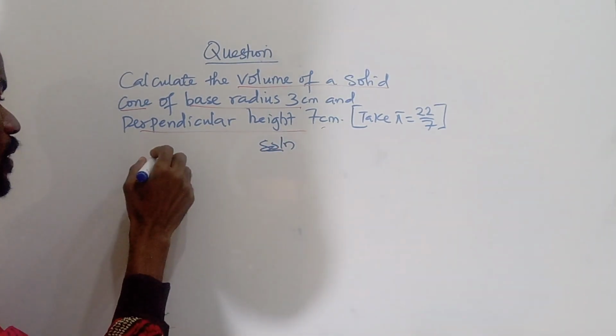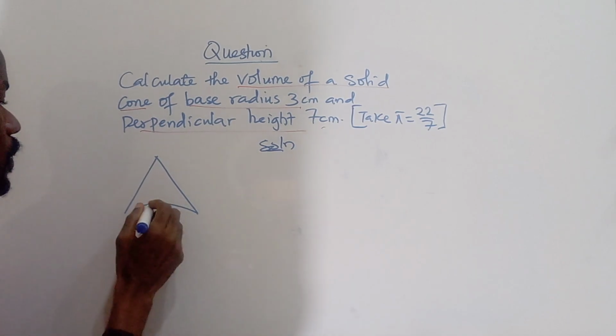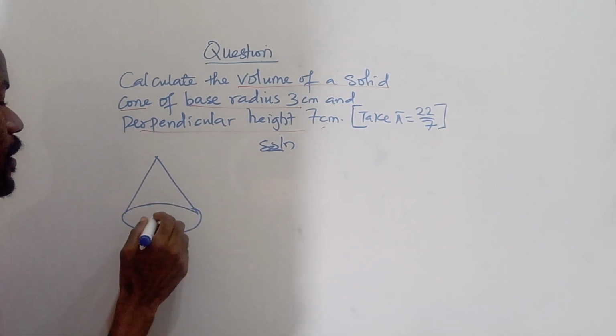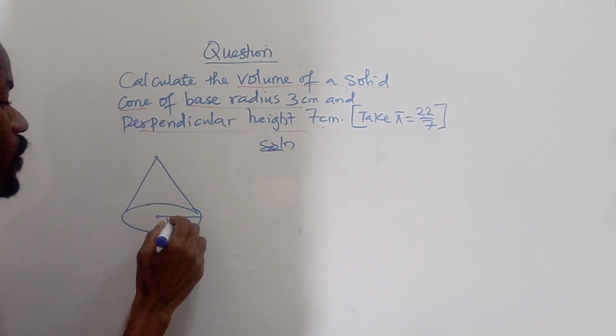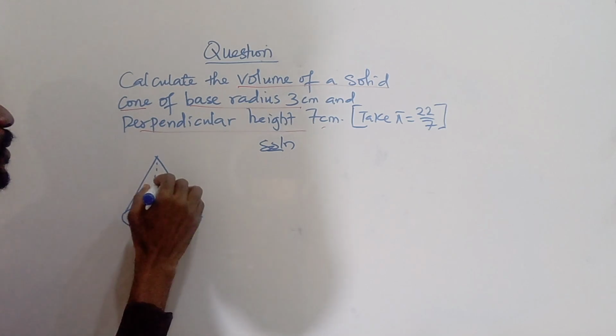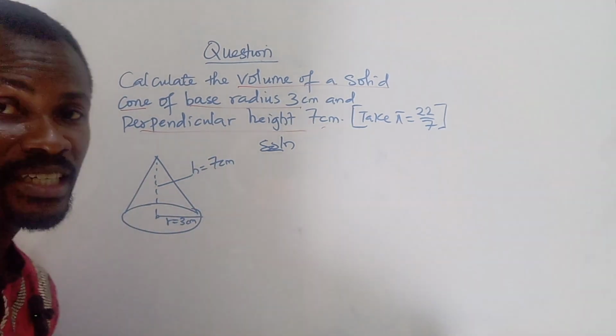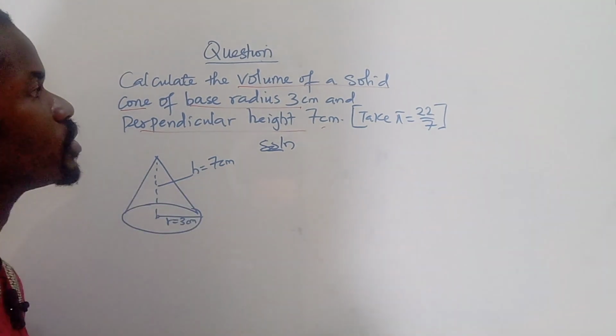Now, this is what a cone looks like. So the cone looks like this. Now the base radius we are given as 3 centimeters. And this height, we are given as 7 centimeters.